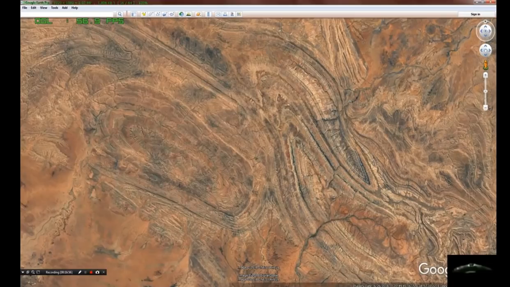So on Google Earth, this is in Australia, and this is a series of different types of anticlines. And you can see the shapes are not perfectly round. These are plunging, they're at angles and everything.